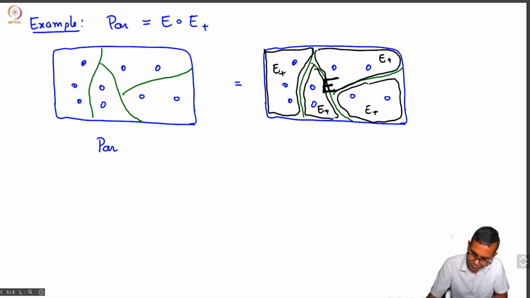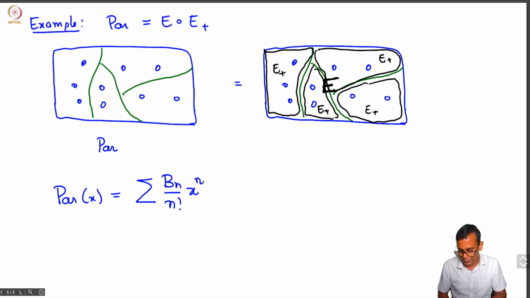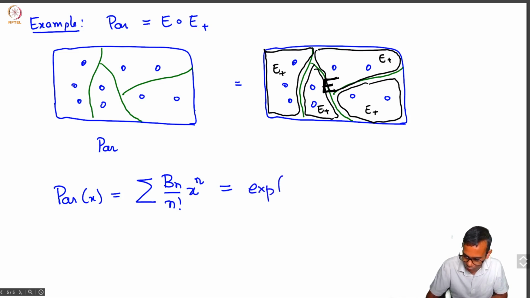So straight away, we can get something about the generating function, Par tilde x. This we know is the exponential generating function for Bell numbers. The number of set partitions of n is given by the nth Bell number, and this is going to be exp of, well, E plus tilde is exp x minus 1. This falls straight out of this description of Par as E circle E plus.